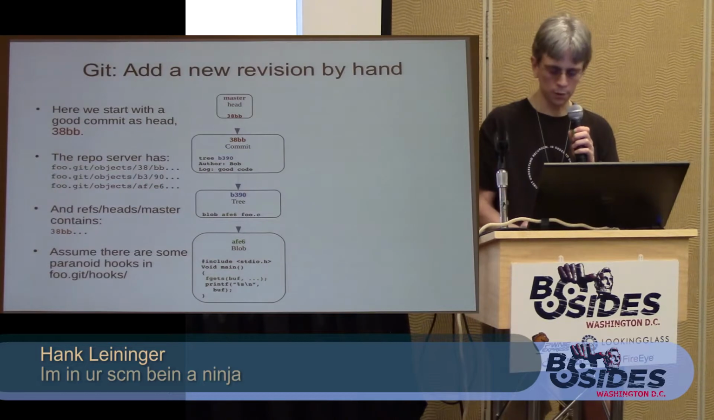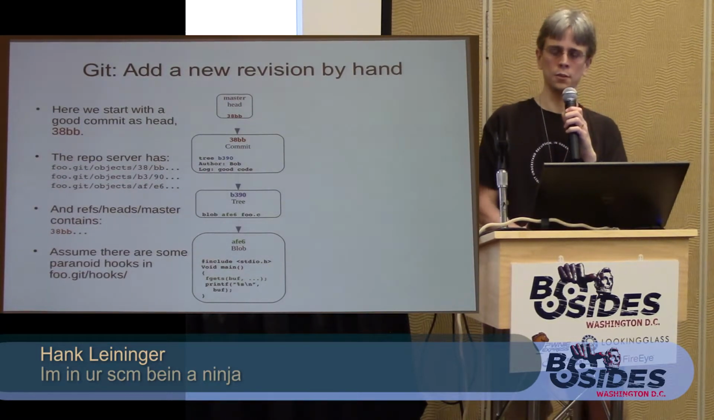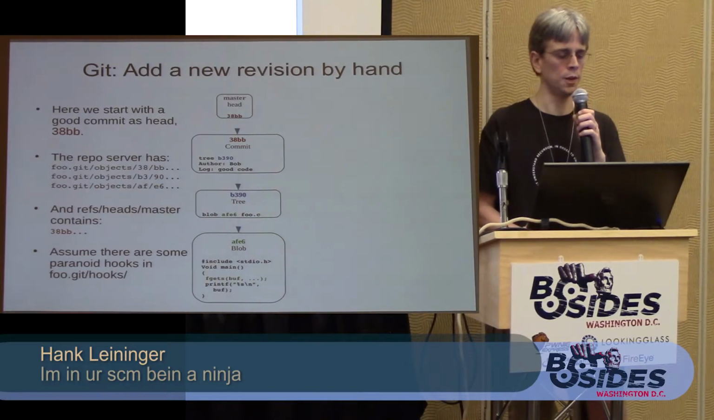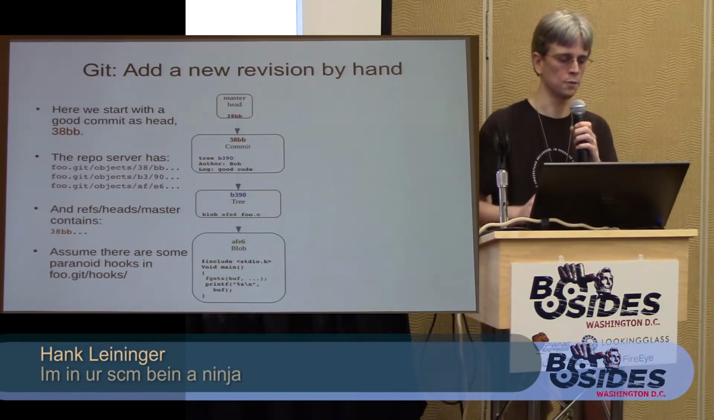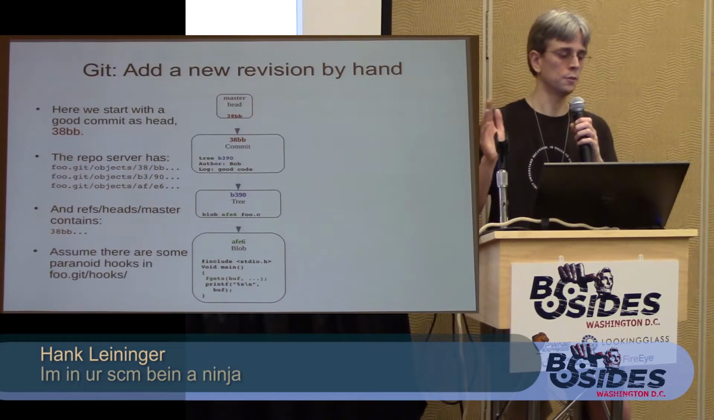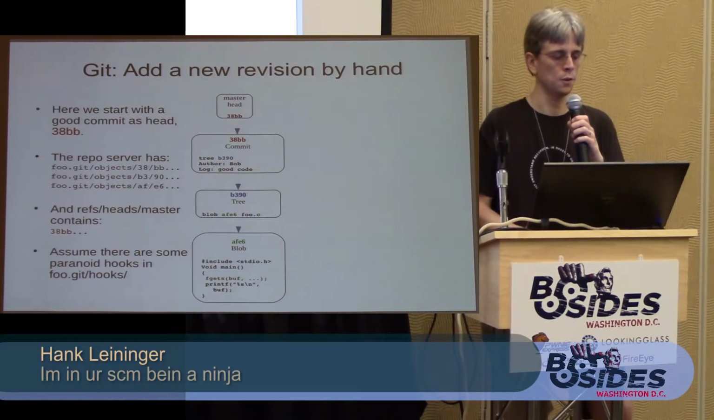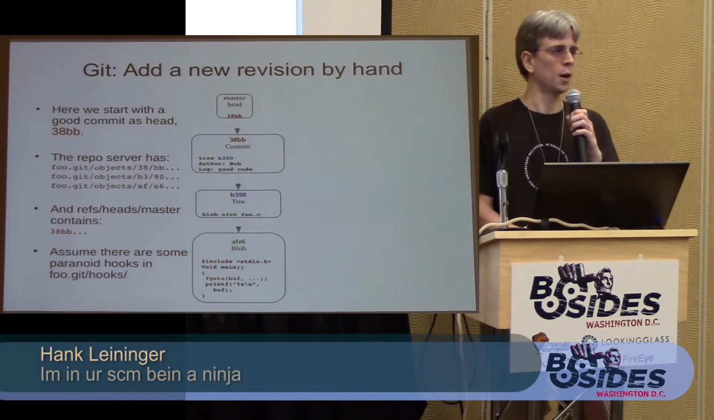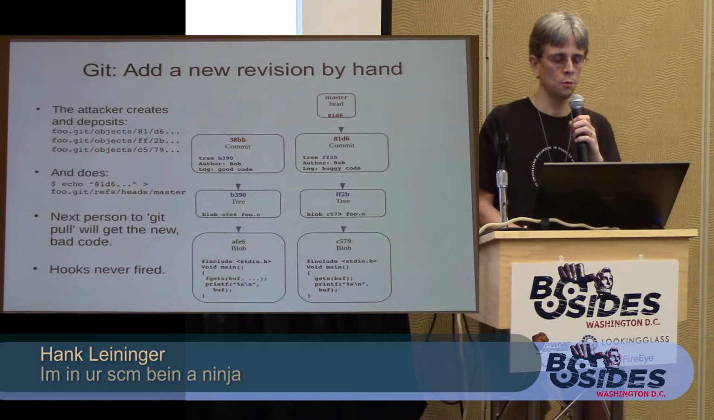Well, here we have our standard, safe revision that's existing in Git. In this case, this is the head revision, and we have on the repo server objects in the objects subdirectory for each of these: the commit, the tree, and the blob objects. And refs/heads/master contains the checksum of this revision that's good. And we're assuming that there are some paranoid hooks in place on the repo server and that the bad guy wants to bypass them. So they can.